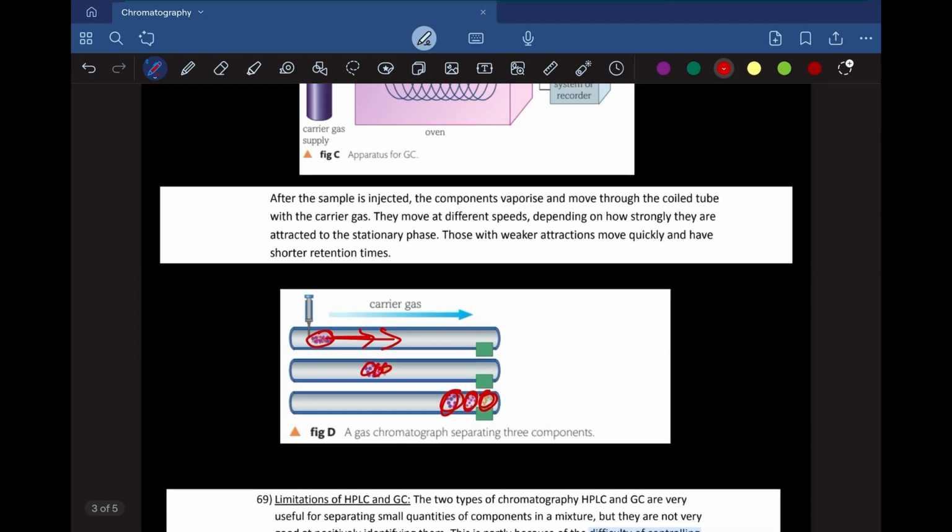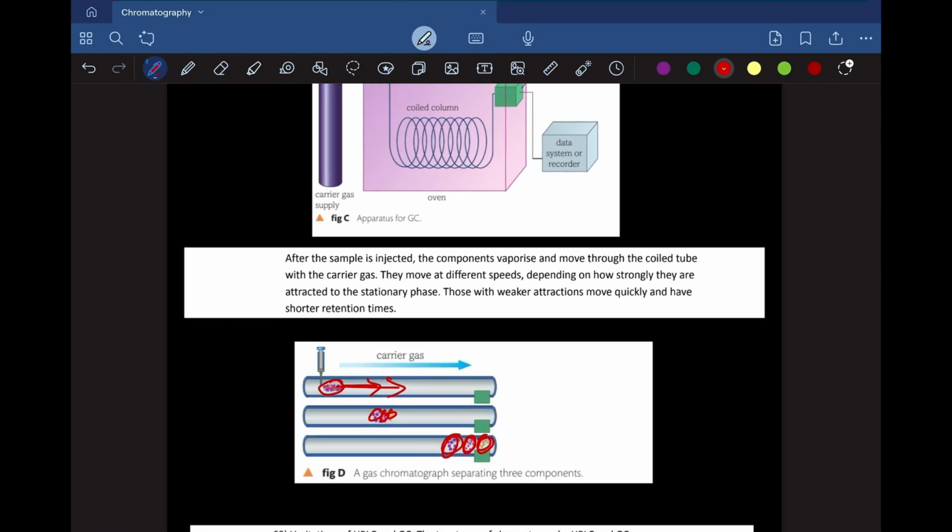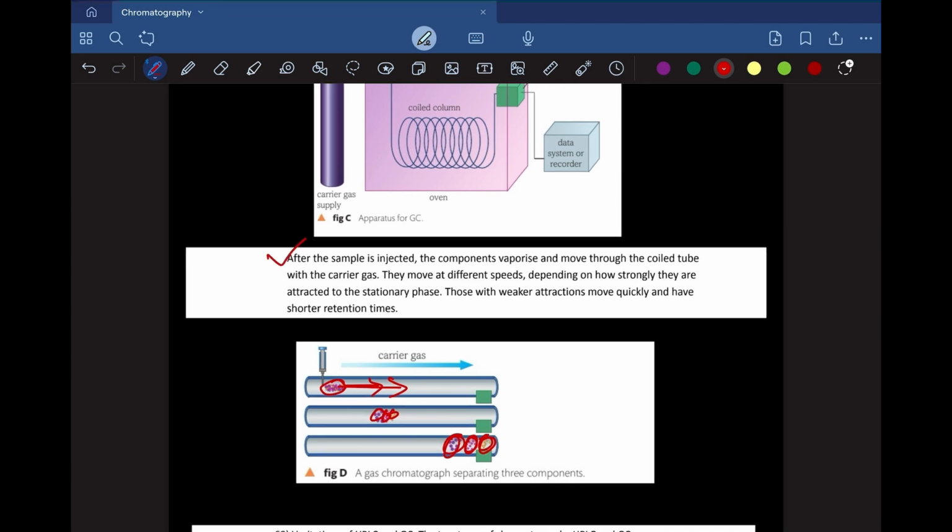Basically, let's go through this part right now. After the sample is injected, the components vaporize and move through the coiled tube with the carrier gas. They move at different speeds, this one at one speed, this one at a different speed, and this one at another, depending on how strongly they're attracted to the stationary phase.